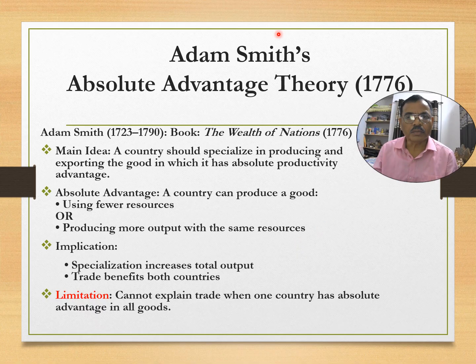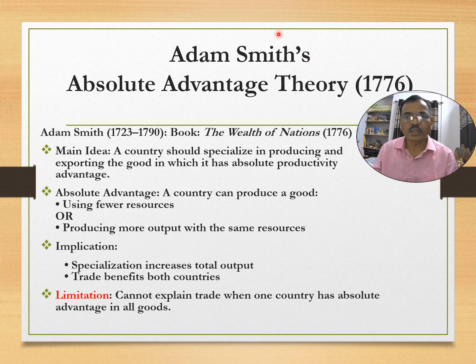The logic is simple. If country A is better at producing cloth and country B is better at producing wine, then each country should specialize in what it does best and exchange goods through trade. Specialization increases total world production and both countries benefit.